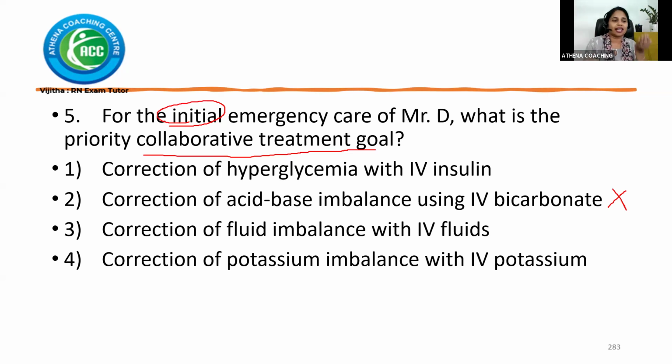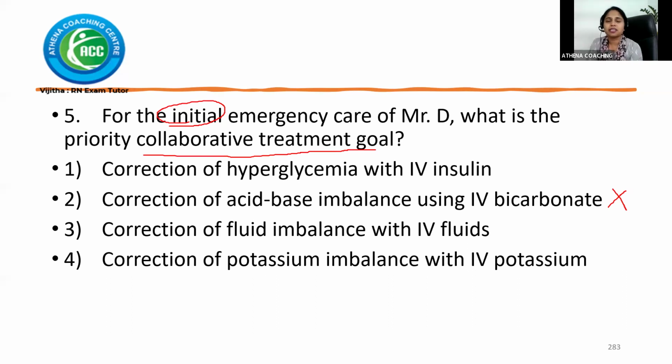So what is the primary priority emergency management in diabetic ketoacidosis? IV insulin on one side and fluid and electrolyte balance on the other. Which one will you give more priority? The primary priority is fluid, because otherwise the patient could end up with extreme hypovolemia. So you can immediately start hydration.